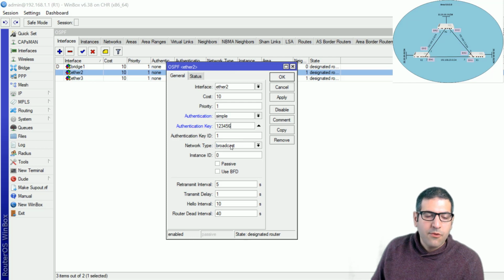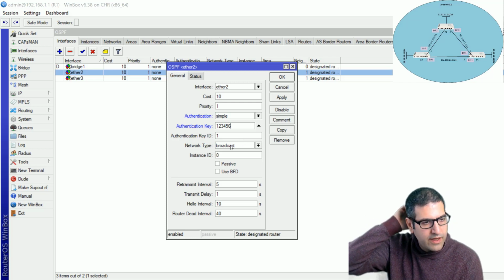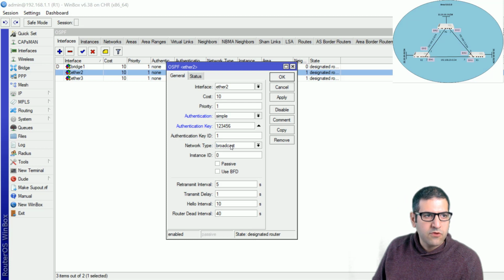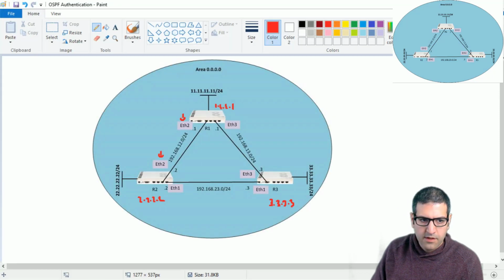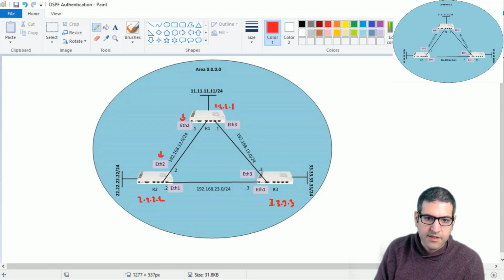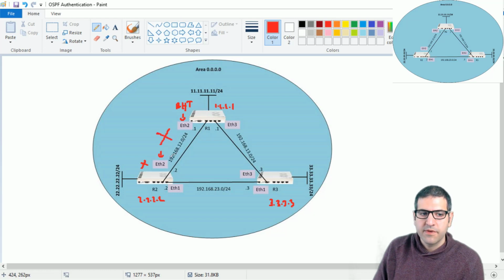Okay. But now what will happen, if I just click OK, router 1 and router 2 will not form neighborship anymore, because if we remember, the authentication is inside the hello packets when they share hello packets, and the hello packets are sent every 10 seconds. In this case, router 1 will have authentication where router 2 doesn't have authentication. That means there will be a mismatch. Then they will not form neighborship anymore unless I put authentication here.